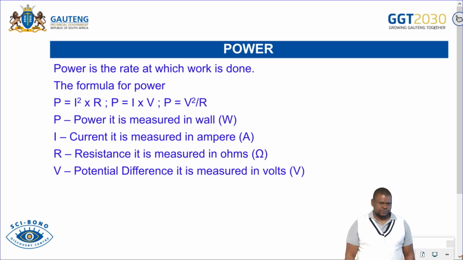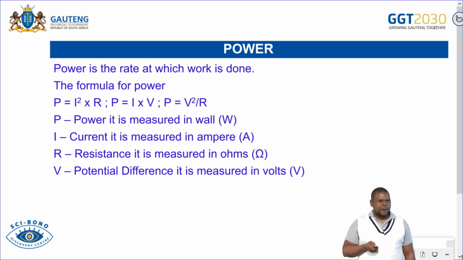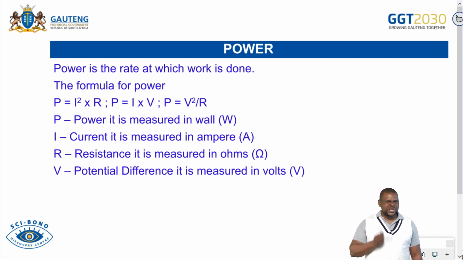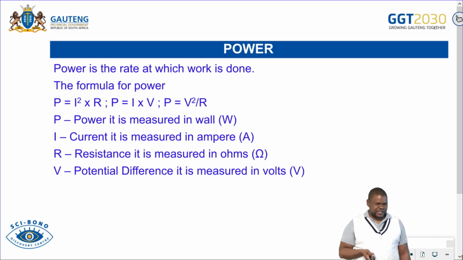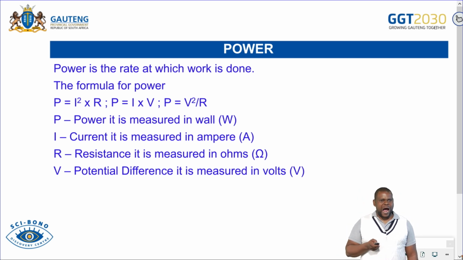Now we're looking at power. What is power? We know that power is the rate at which work is done, or the rate at which energy is being converted. Okay. Now, we have the following formulas that will help us to calculate power. The first one says power is equal to current squared multiplied by what? Resistance. The second one says power is equal to current multiplied by what? By potential difference. The third one says power is equal to potential difference squared divided by what? By resistance.